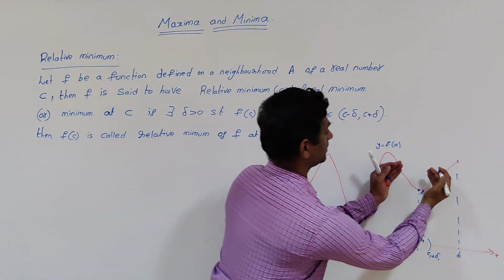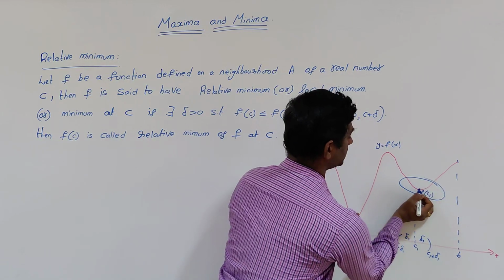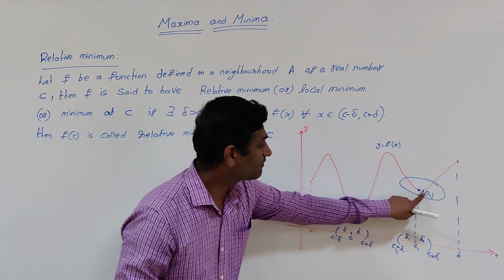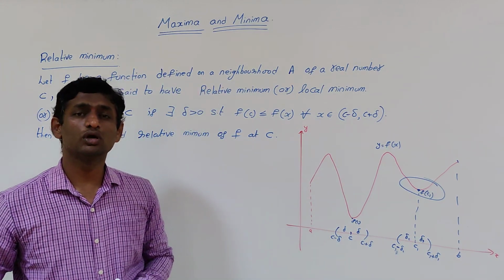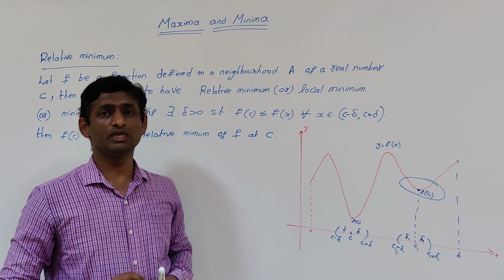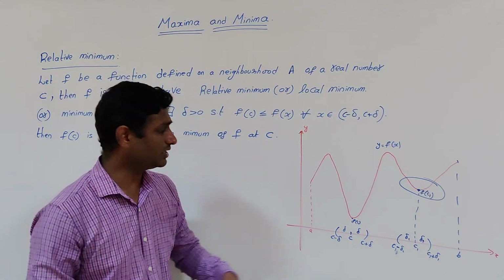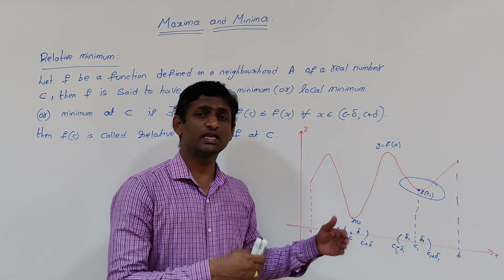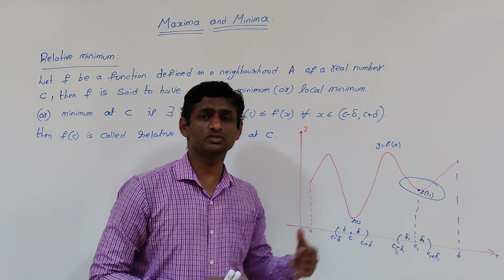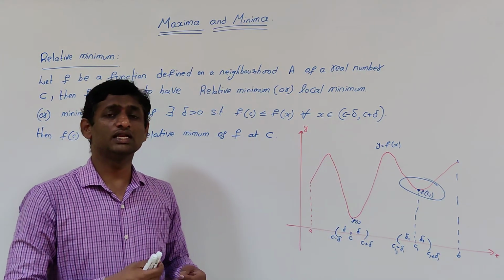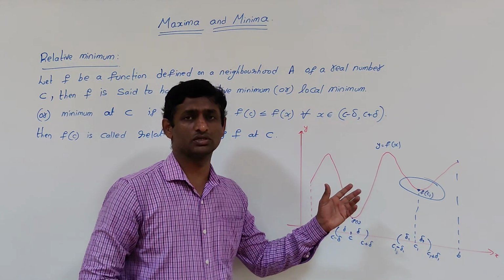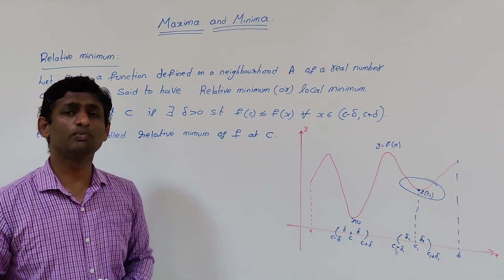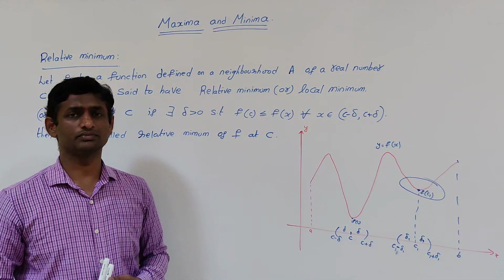If you compare this part, this f of C1 will be the least. So this f of C1 is called the local minimum of the function which is defined in the neighborhood of C1. So like this we can have local minimums, and from the list of all local minimums, the least one will be the global minimum.